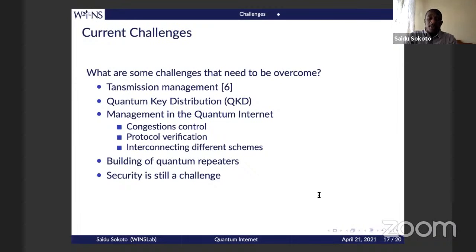So we still don't have quantum repeaters per se, but this is also an open research area. The building of quantum repeaters, strides have been made and are being made. It's still open to improvement. Security is still a very big challenge. All the assumptions made about the quantum internet are based on the claim that all the nodes are working as expected. But in the real world, we all know that there will be malicious entities. How are we going to deal with that in the quantum internet?